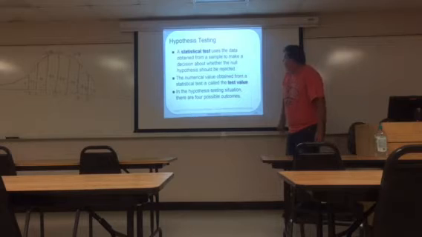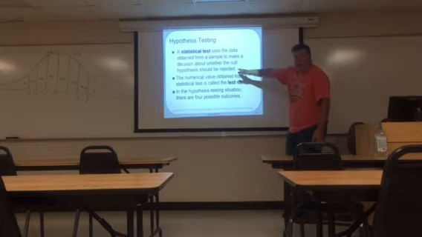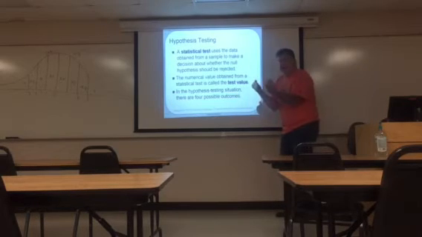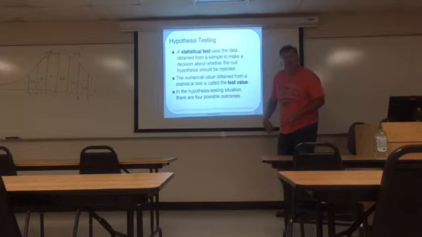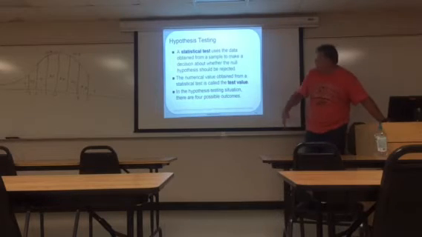A statistical test uses the data obtained from a sample to make a decision about whether the null hypothesis should be rejected. And so once we get our data, we analyze it, we know that, okay, I can clearly state that these means are different. So if the means are different, then I'm going to go ahead and say I'm going to reject the null hypothesis, and report that I have statistically significant results.